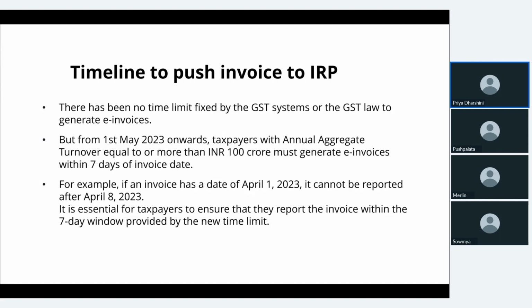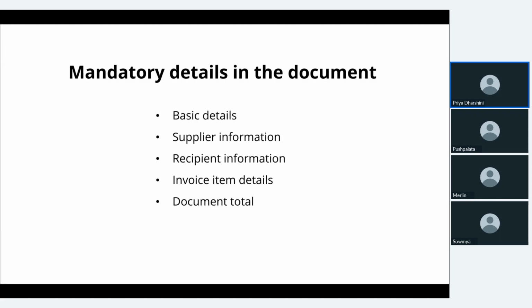So what are the details which will be validated by the Government of India? The basic details, including your document number and your other details of the transaction, and also your supplier information. Supplier information is basically your information: what is your GST number, the address, whatever you have given, the legal name of your business, etc.